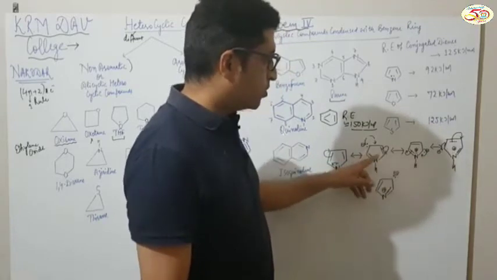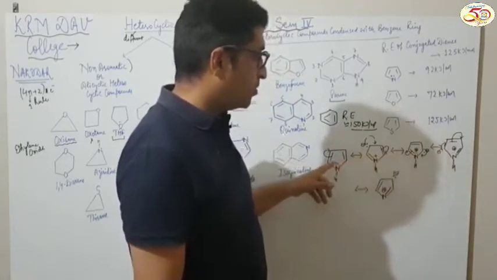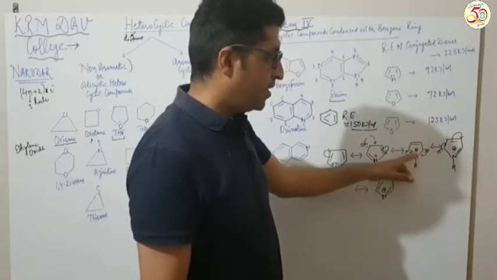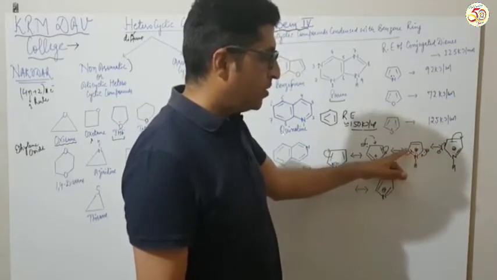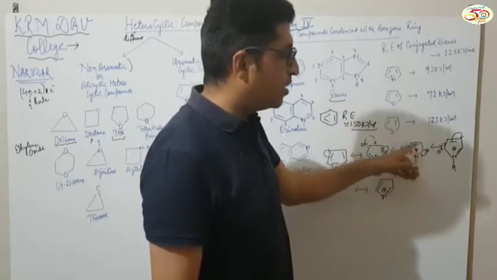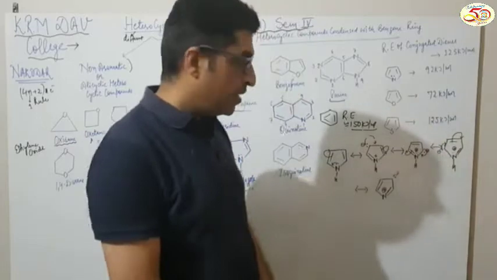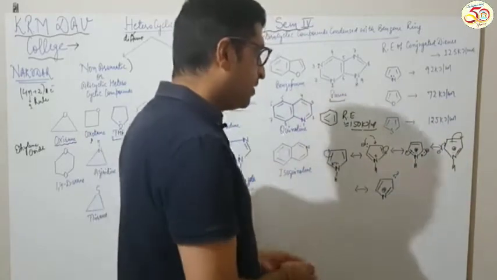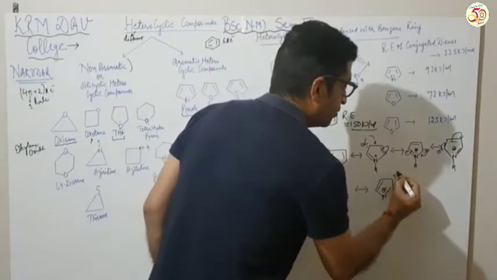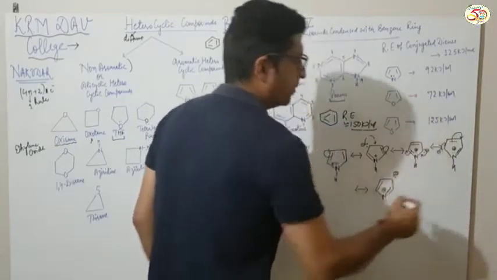Don't forget to put a positive sign on the nitrogen, because nitrogen has donated its lone pair. Electron pair comes here, right? And shifting of pi cloud. So see that the positive charge on nitrogen is retained. So you can see that pyrrole is showing 5 resonating structures, right?